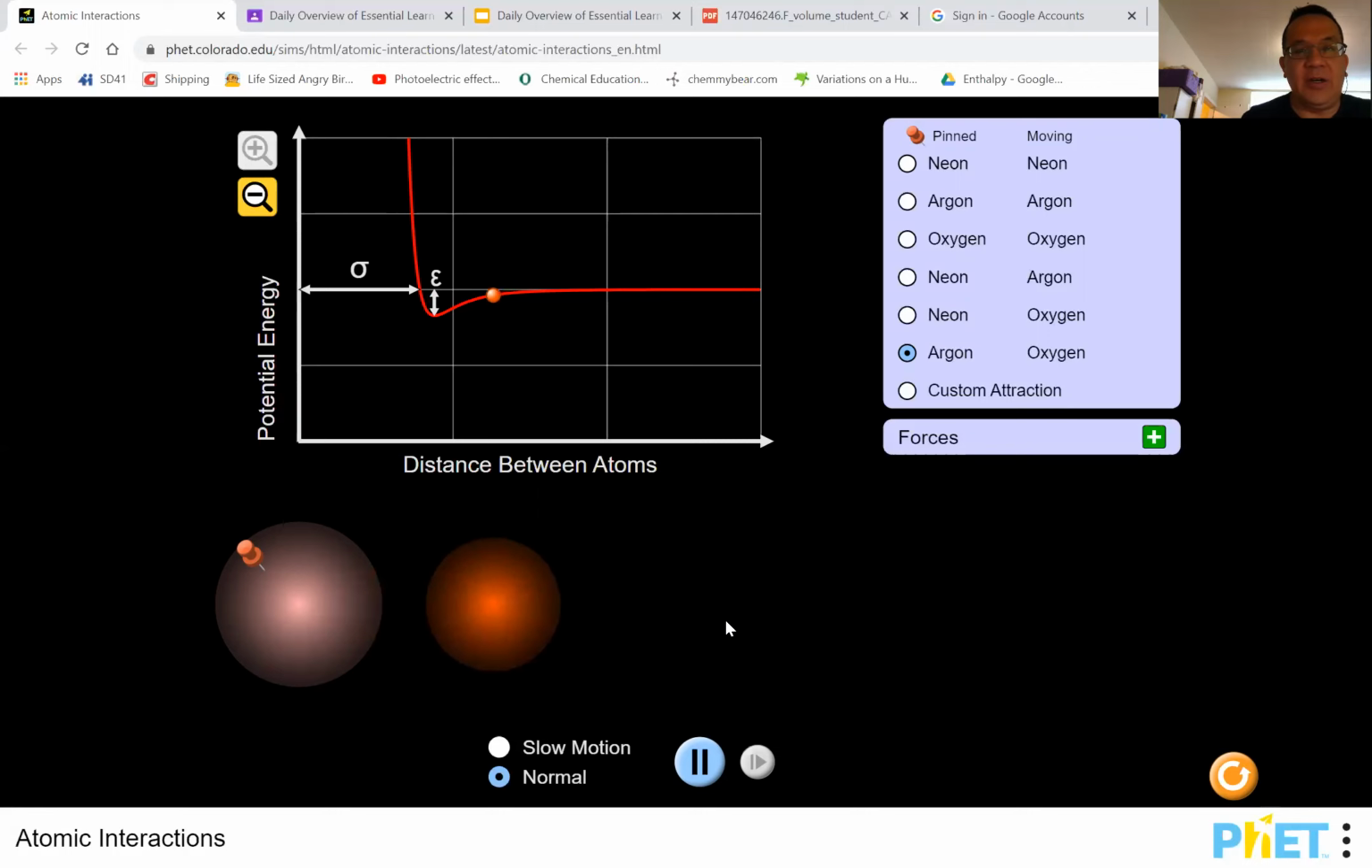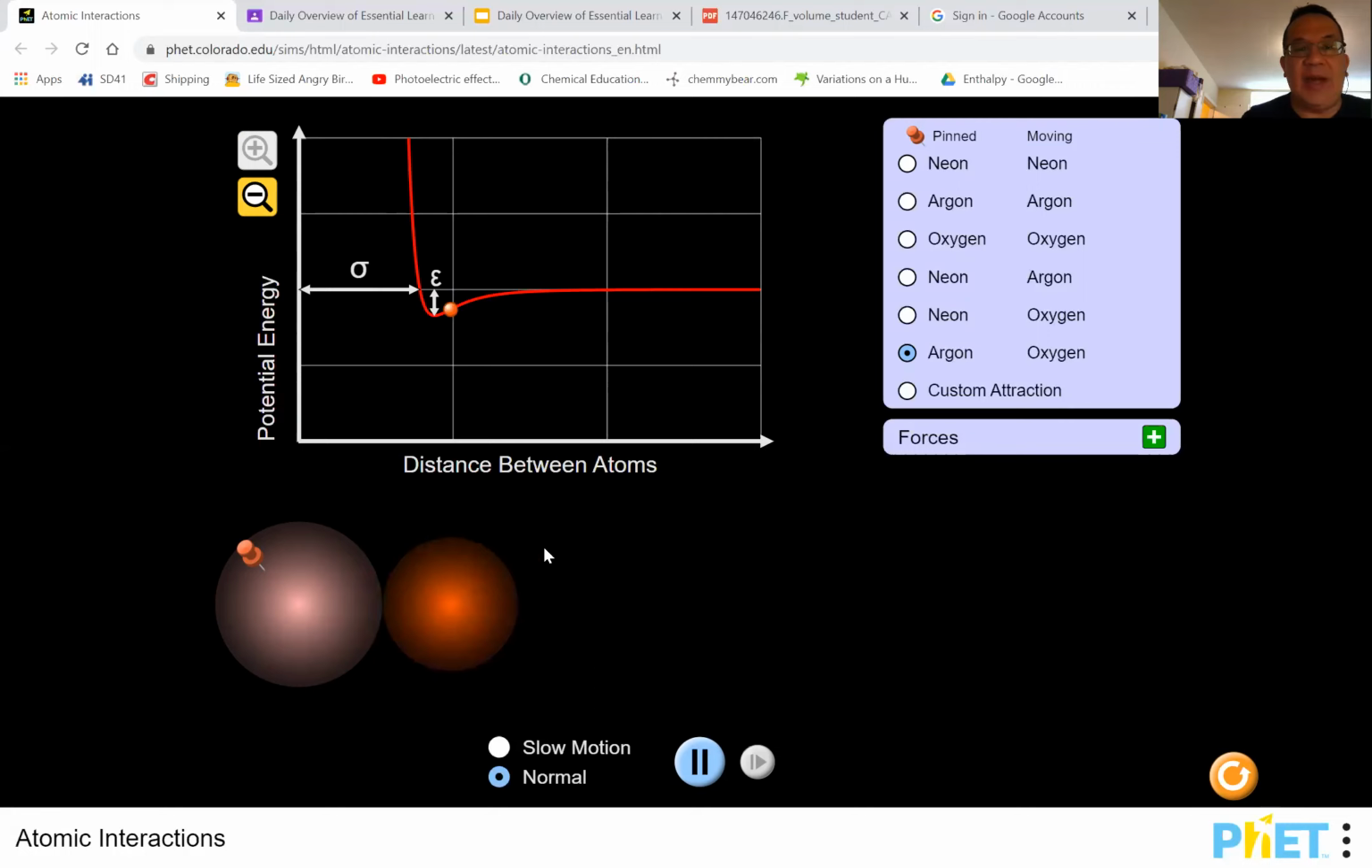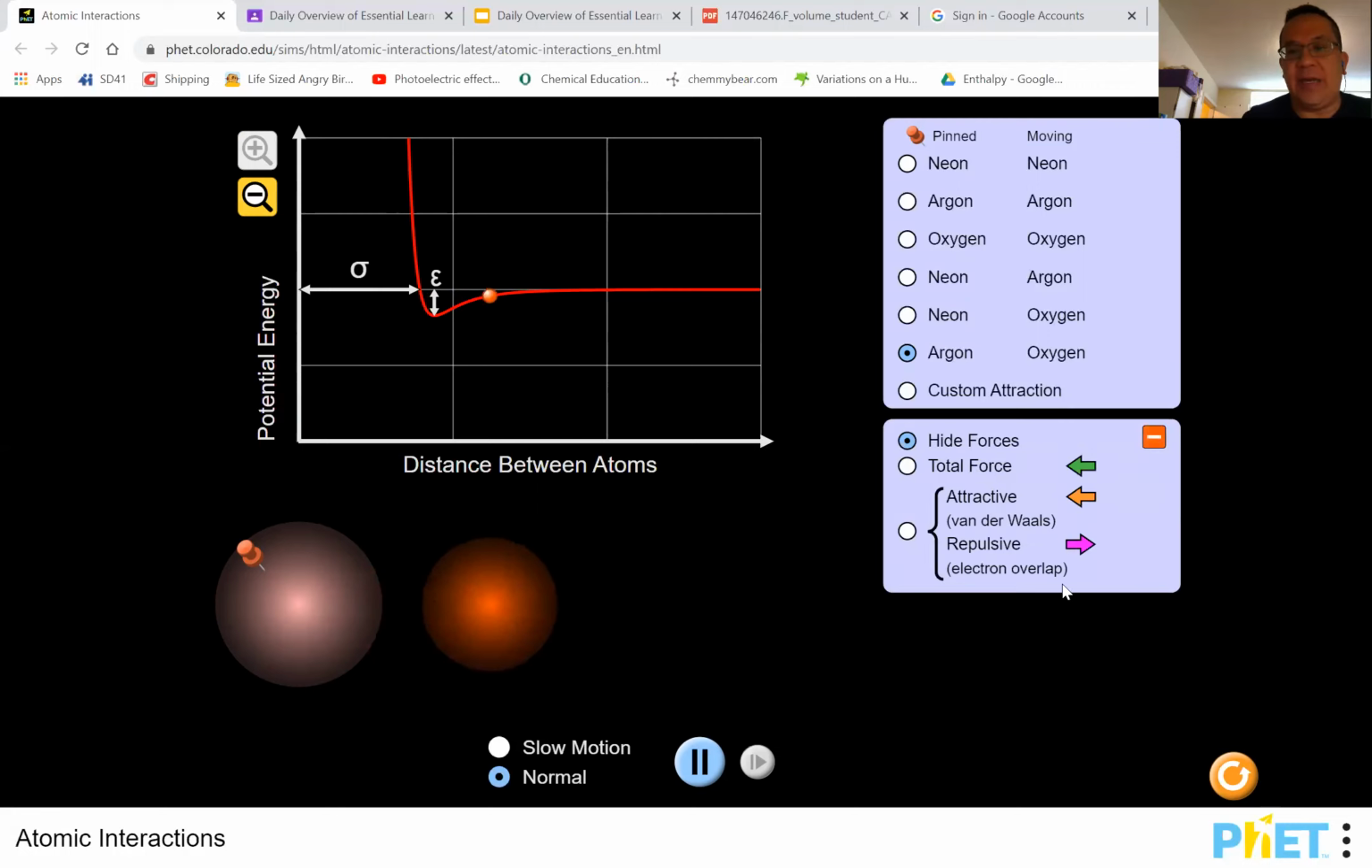Too far, too close. Too far, too close. Okay, so what you have is actually a balancing. The atoms are actually moving back and forth. Now, if we look at the forces here, I'm going to do it slowly. As it comes in, I'm going to pause. Notice the arrows pointing together.